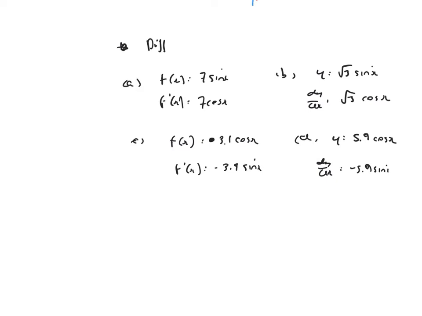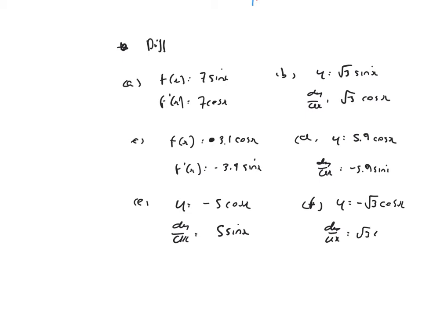Okay, question E. So remember, you differentiate sin, you get cos, you differentiate cos, you get minus sin, so what about minus 5 cos x? So if you differentiate cos, you get minus sin, so if you differentiate minus cos, you must get plus sin, so it'll be 5 sin x. Okay, the next one, minus root 3 cos x, differentiate minus cos, you get plus sin, so that will be root 3 sin x.